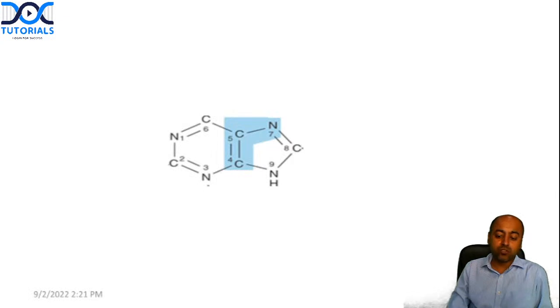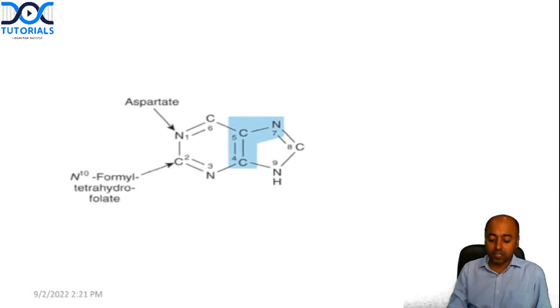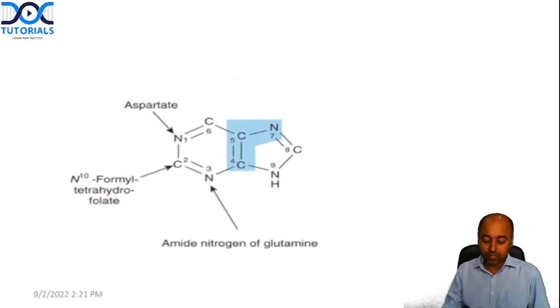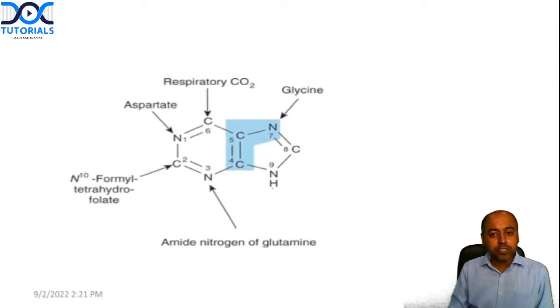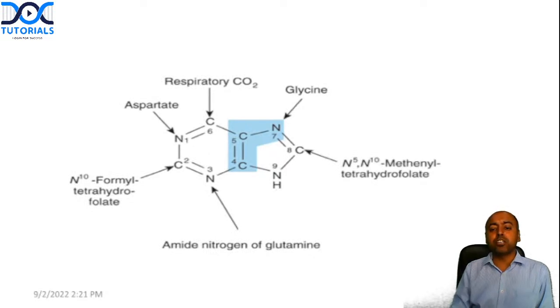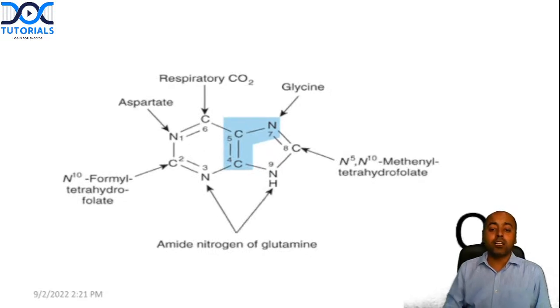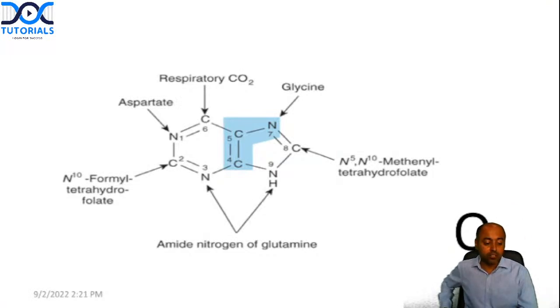If you have this structure, the nitrogen 1 will come from aspartate, the carbon 2 will come from tetrahydrofolate, the nitrogen 3 comes from glutamine, carbons 4, 5 and nitrogen 7 will come from glycine, the carbon 6 will come from respiratory CO2, carbon 8 again comes from tetrahydrofolate, and N9 comes again from the glutamine. Okay.